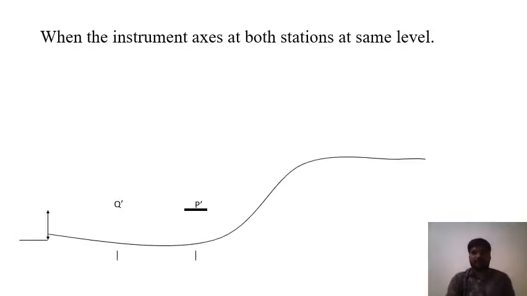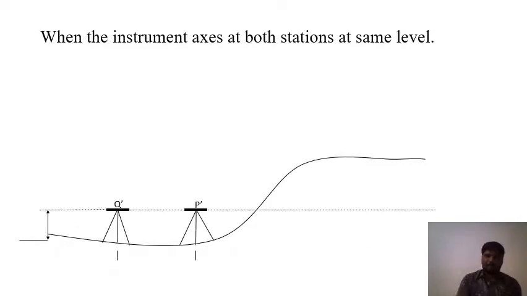We start with this one. This is our ground area. I have fixed two stations, P dash and Q dash, and given them the names P and Q dash. So these are the two stations we have set up, with the theodolite and everything.